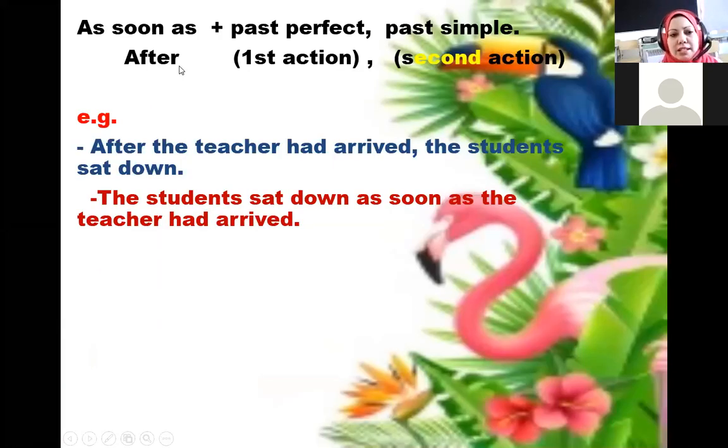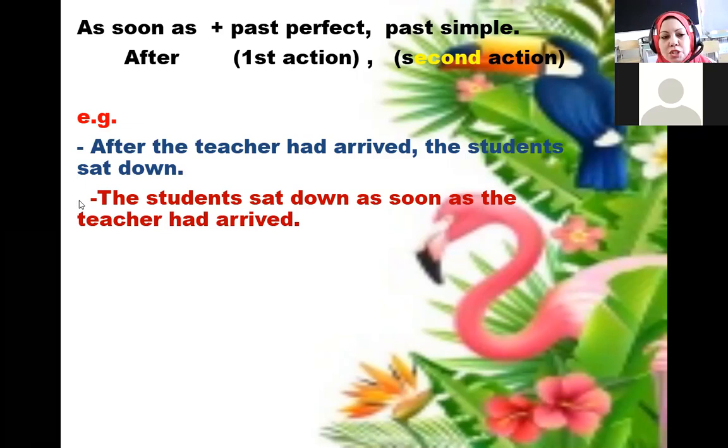How can I use as soon as and after? As soon as and after must be followed by the first action, which is in past perfect. And the second clause must be the second action, which is the past simple. Let's take an example. After the teacher had arrived, the students sat down. What happened first? The teacher had arrived. What happened second? The students sat down.